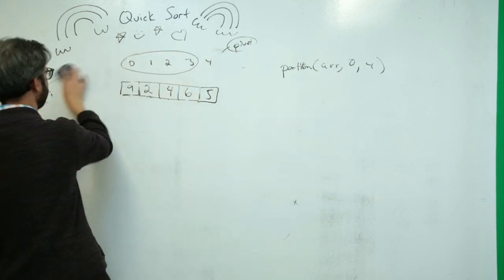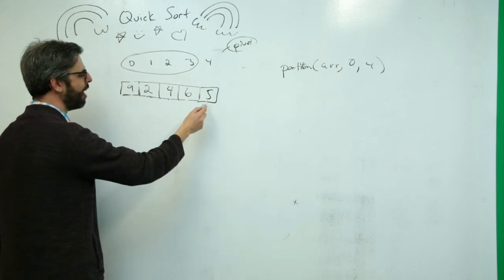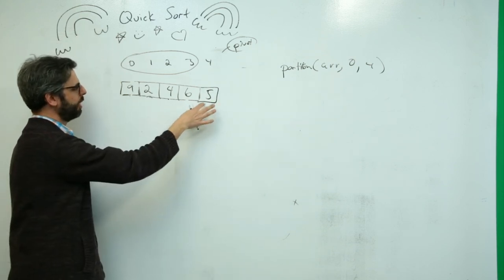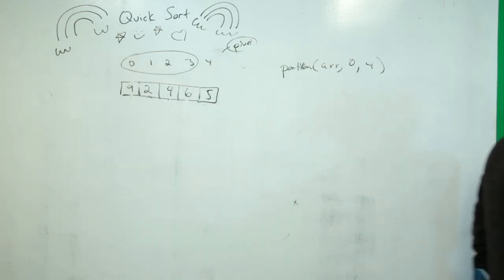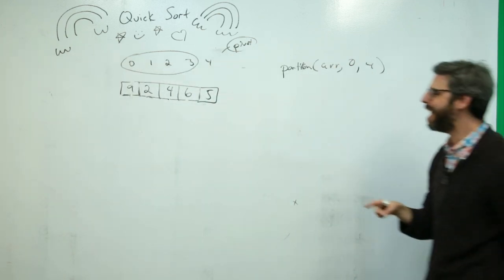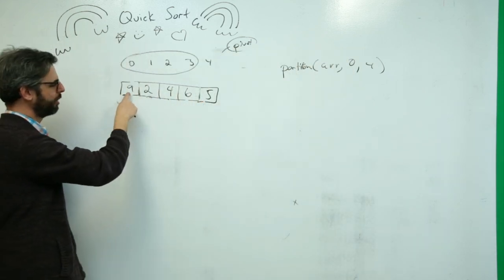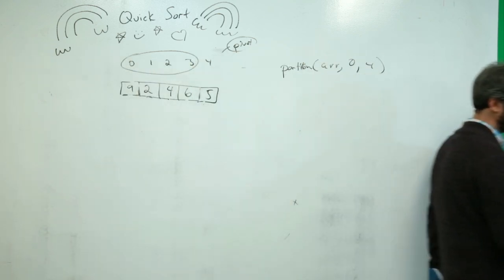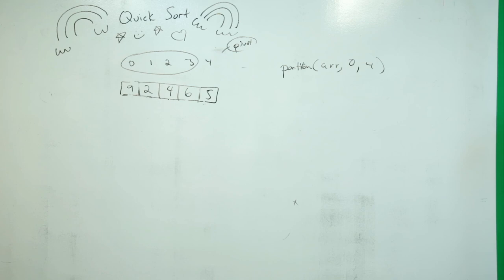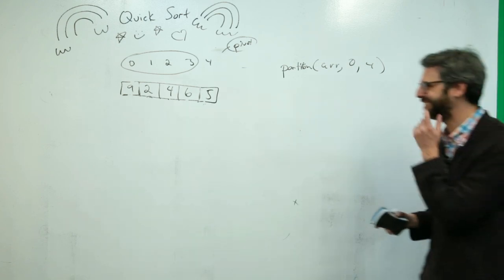All right, let's just do this out and then I'm going to explain it again, right? So if the pivot is 5, is 9 less than 5? No. So leave it there. Is 2 less than 5? No, but what? If 9 is less than 5, then swap and move it. Why am I confusing myself here? What am I doing here?